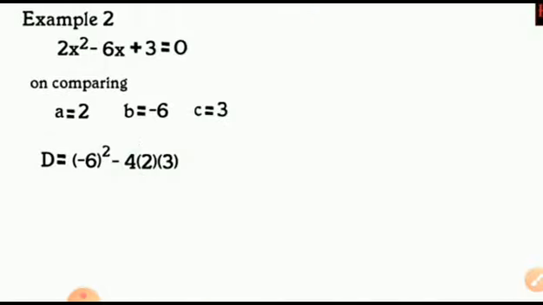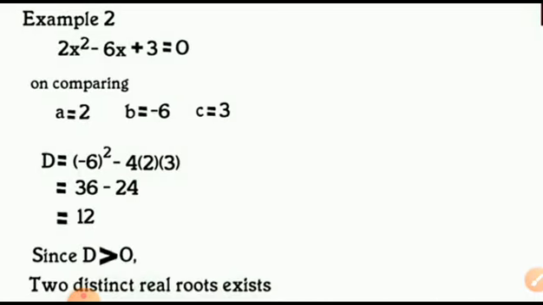We again have to determine the nature of roots for 2x square minus 6x plus 3 equal to 0. If I compare it with the standard quadratic equation, I get a as 2, b as minus 6 and c as 3. Then find the discriminant, that is b square minus 4ac. Substituting the values of a, b and c, you will get the value of D as 12.